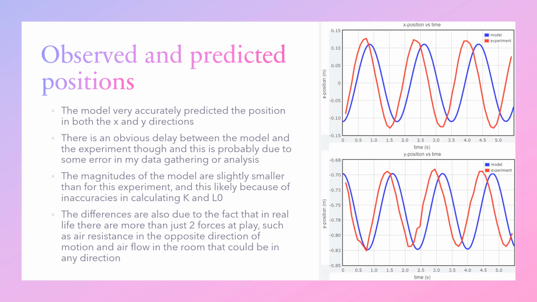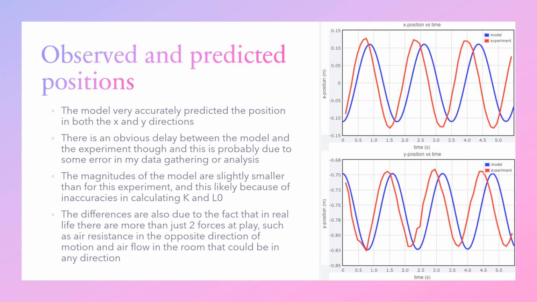So to compare the observed and predicted positions, I would say that the model very accurately predicted position in both the x and y directions. There's an obvious delay between the model and the experiment though, and this is probably due to some error in my data gathering analysis. The magnitude of the model is also slightly smaller than for the experiment, the model being the blue line and the experiment being the red line. And this is probably due to inaccuracies in calculating the K constant and the initial length.